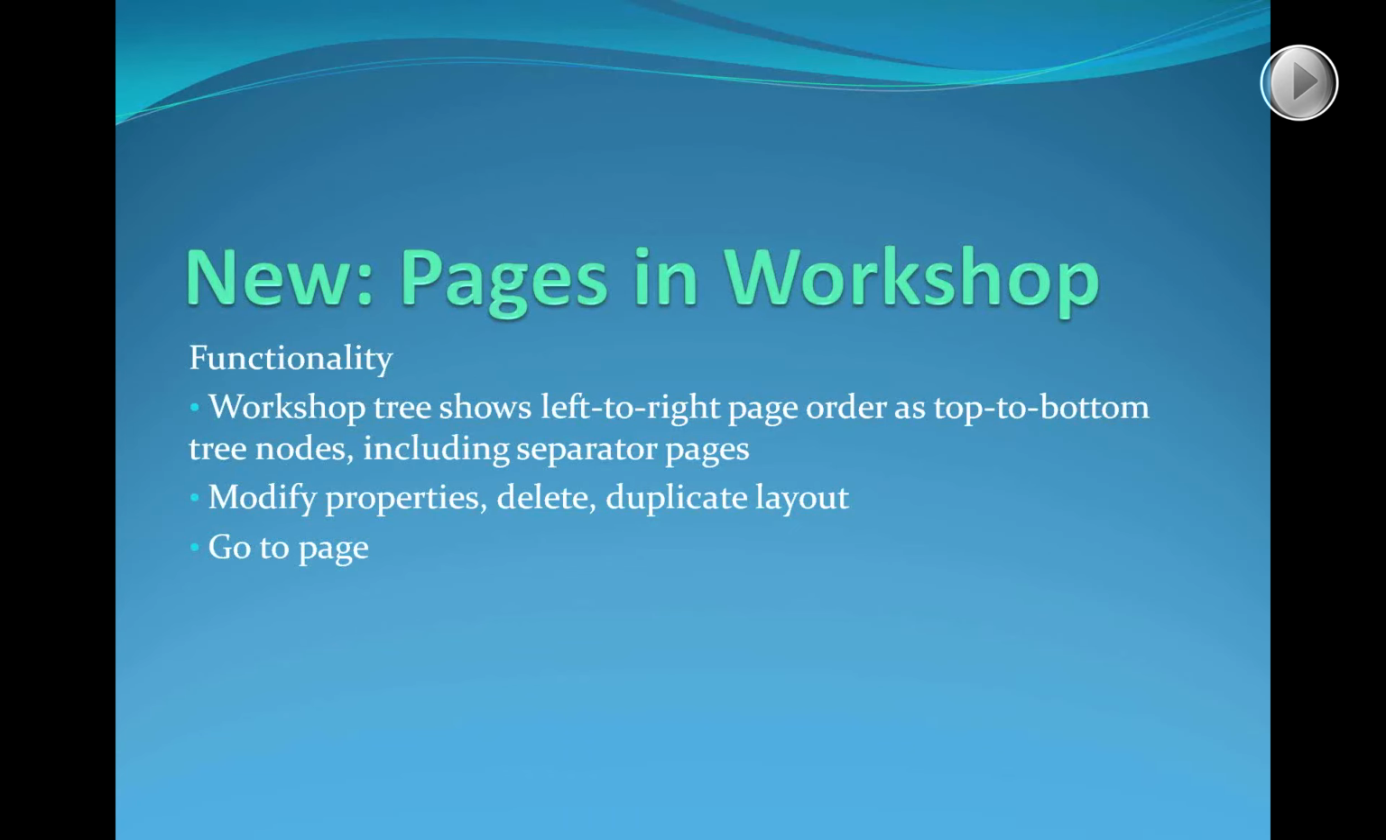The next thing that's new is pages are now available for management in the color workshop. They appear in the tree view on the left. They appear in left to right order, converted over from top to bottom in the tree view. And separator nodes are included in the tree view. So it's easy to identify the groupings that you've defined for your pages. And you have the standard management capabilities available.